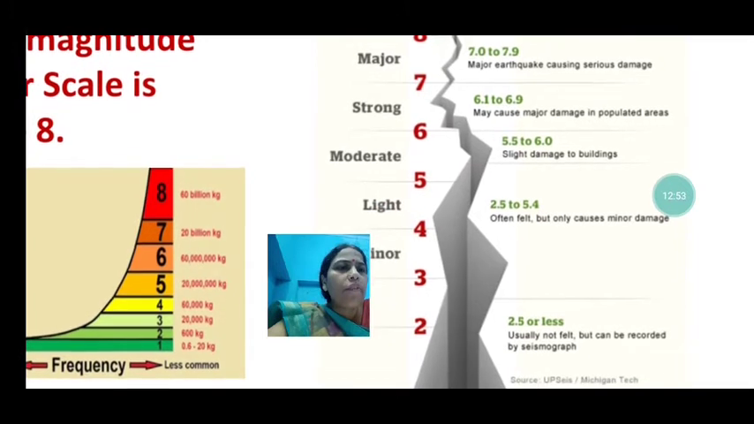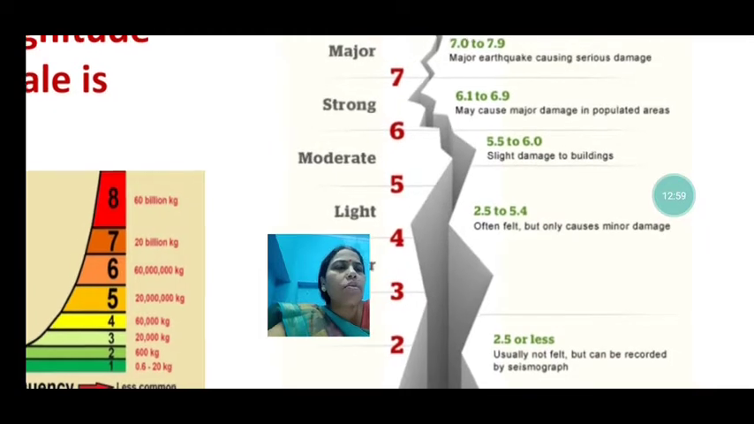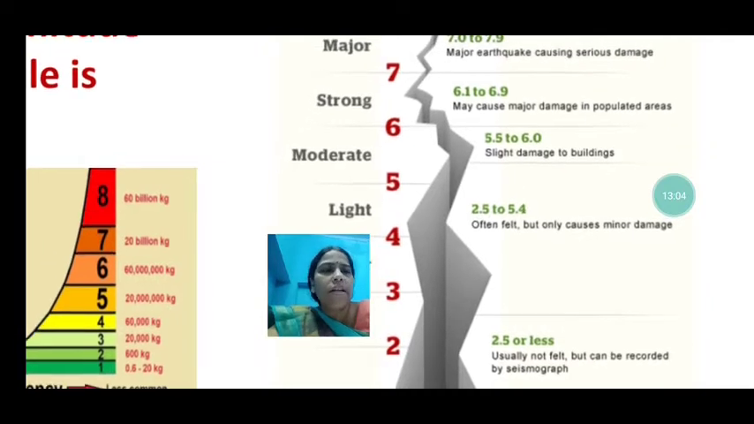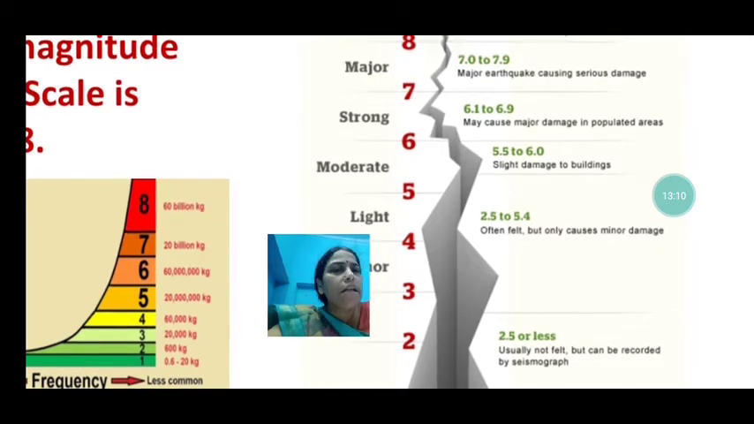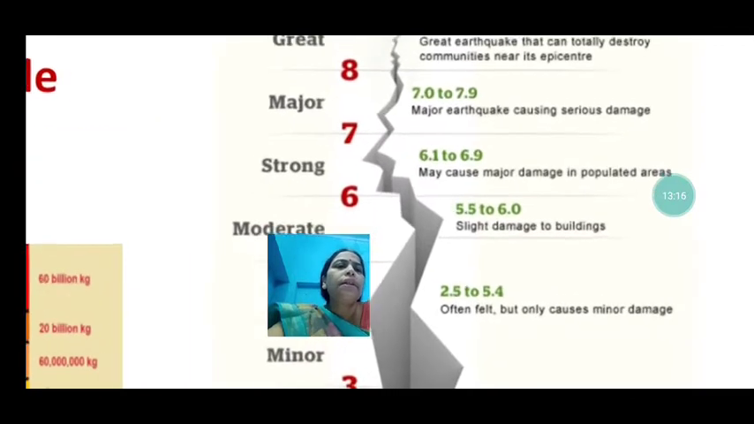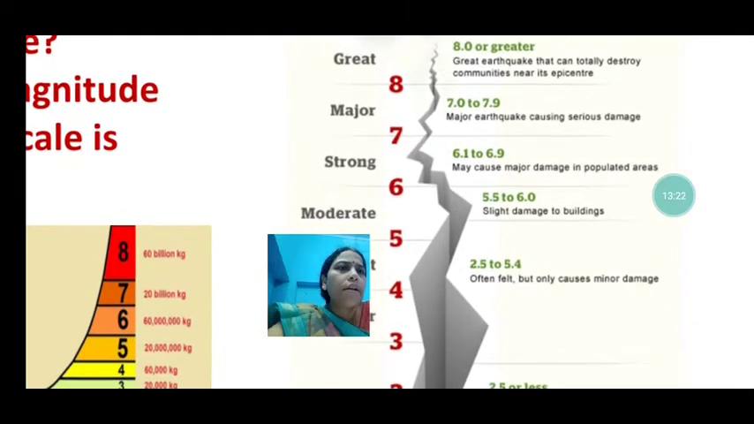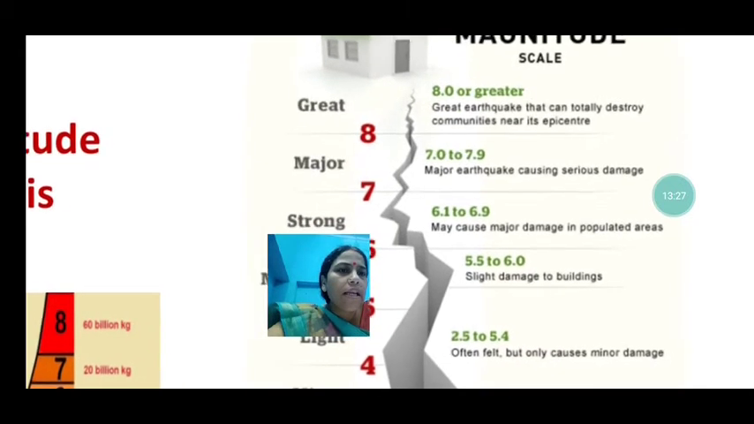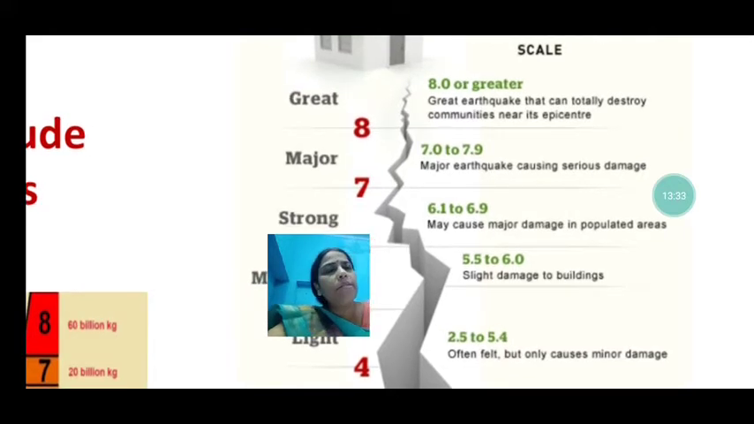Now from 2.5 to 5.4, when there is an earthquake with a magnitude of 2.5 to 5.4, it is often felt, we can feel it, but it only causes minor damage, a little bit of damage. Then 5.5 to 6, when the magnitude of the earthquake is 5.5 to 6, there is slight damage to the buildings. We may find that the buildings have a little bit of cracks.